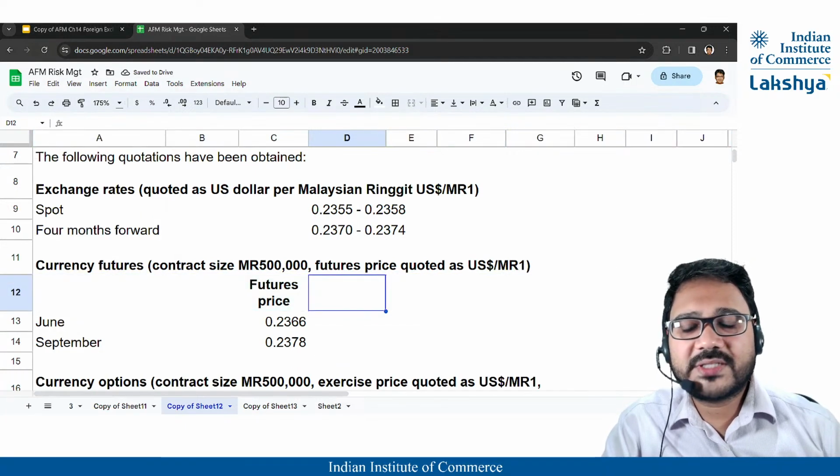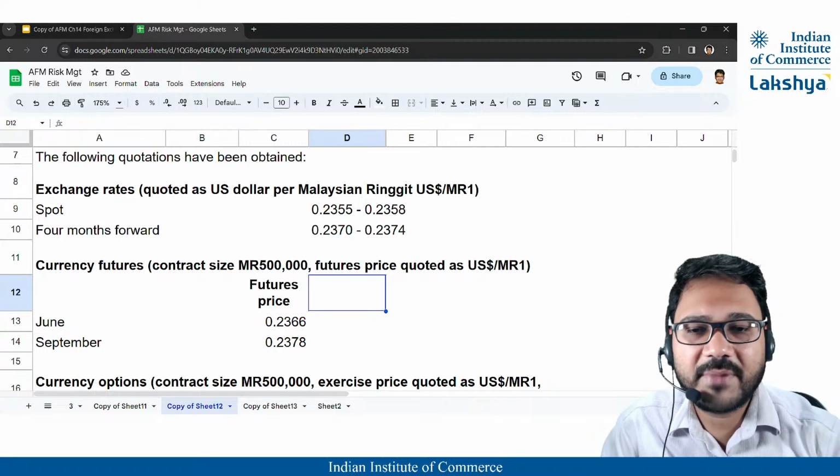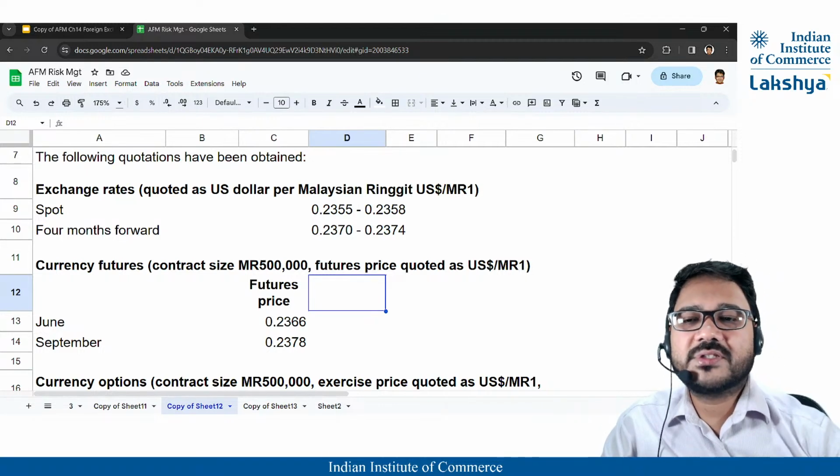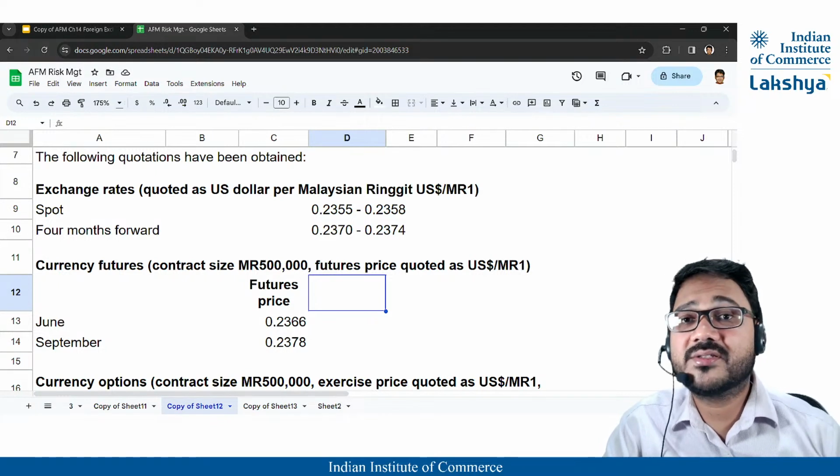Contract size is $500,000. Sorry, 500,000 MR. Future prices are quoted as dollar per MR. Now, we first need to determine whether it is June futures or September futures. Well, it is the future.